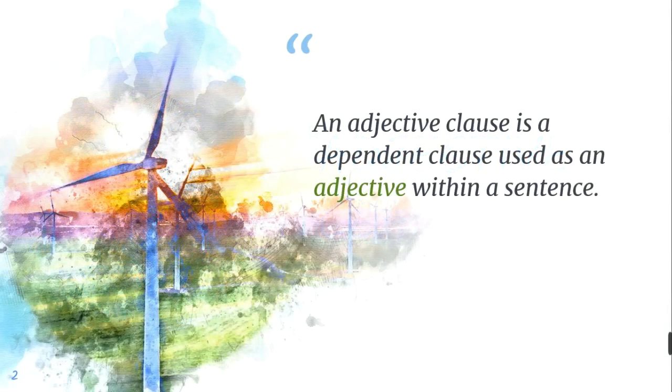The topic in this video is to discuss adjective clause. So what is adjective clause? An adjective clause is a dependent clause used as an adjective within a sentence. As the function of an adjective is to modify a noun, an adjective clause serves the same function: to explain a noun at the sentence level.